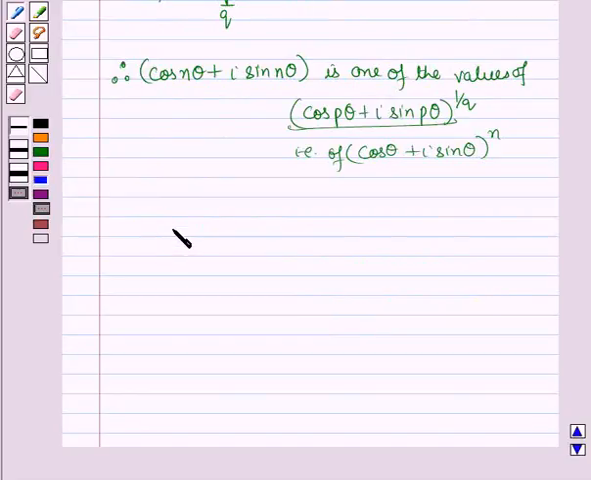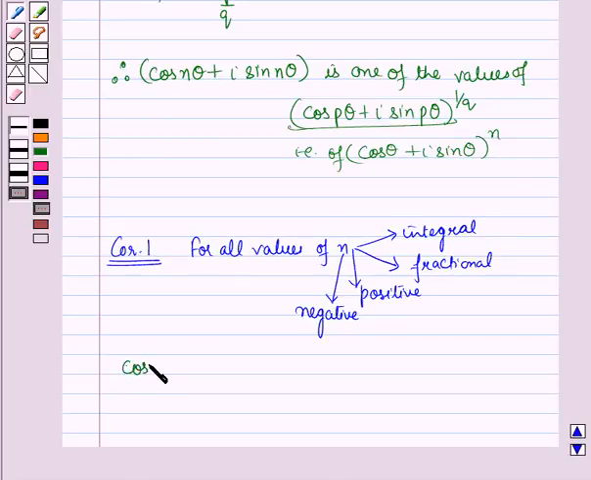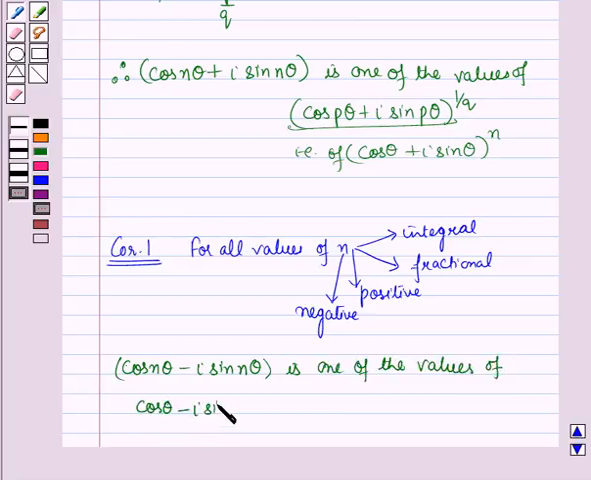Now let us discuss some corollaries. Now the corollary 1 is for all values of n, that is integral or fractional, positive or negative, cos n theta minus iota sin n theta is one of the values of cos theta minus iota sin theta whole raised to power n.